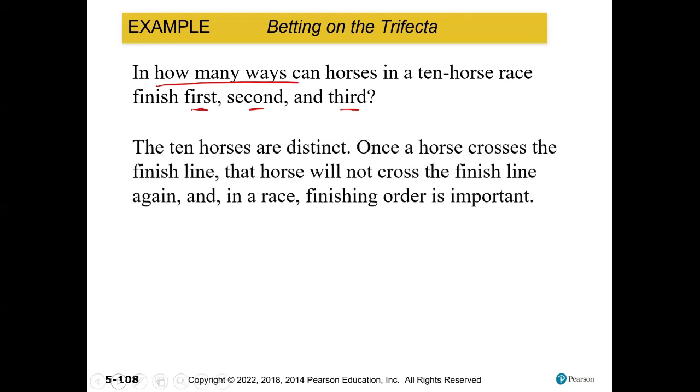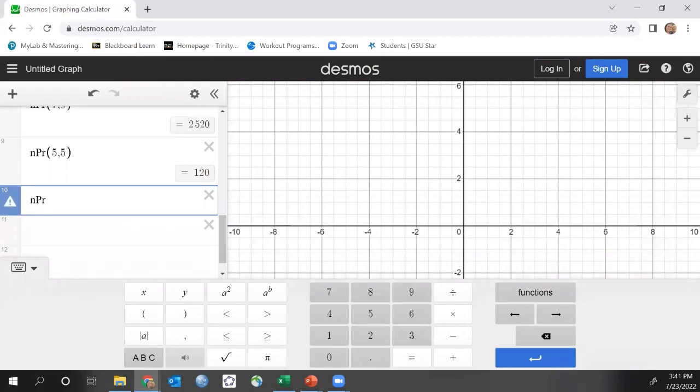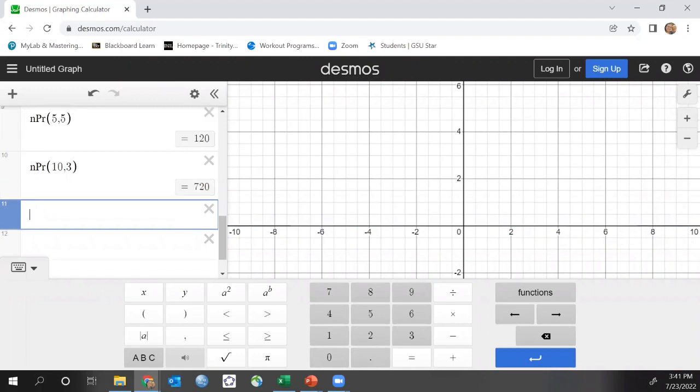All 10 of my horses are in fact distinct. One crosses, and then the next one crosses, so on and so forth. So I have 10 total horses, of which I want to permute 3 of them. I want to arrange the first 3 places. So 10P3 is what I would do in Desmos. So lowercase n, capital PR, open parentheses, 10, 3. And the result is 720.